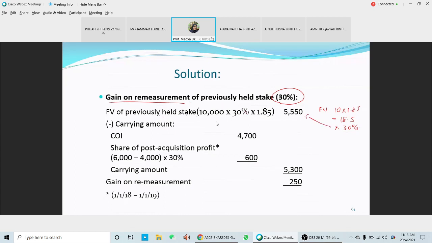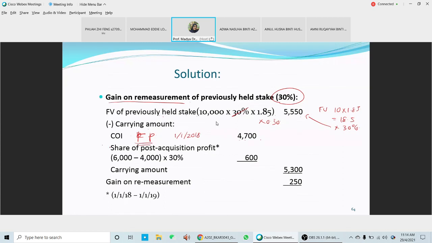The first one is supposed to be this one times 18 million and then times 0.3, so we have 5.55 million. For the carrying amount, you find the COI, which is in your statement of financial position. It's given here as 4.7. This 4.7 is the cost of the investment for that 30%, bought on 1st of January 2018.